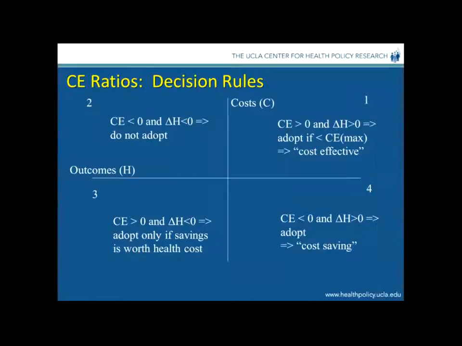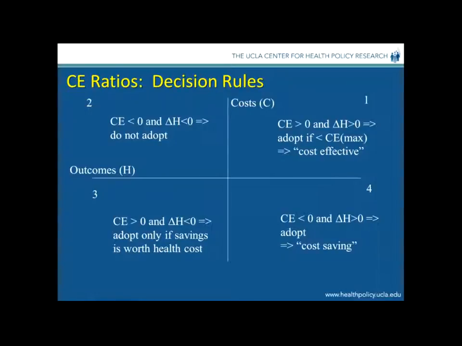In this quadrant, the cost effectiveness ratio, and what I really mean here is the ICER, is greater than 0, and the health outcomes are positive. So the decision, or the conclusion, is that you want to adopt technologies or treatments or interventions in this quadrant as long as the ICER is less than whatever you've determined to be your maximum.